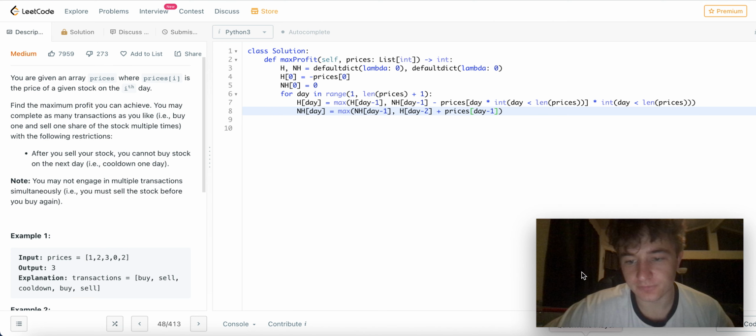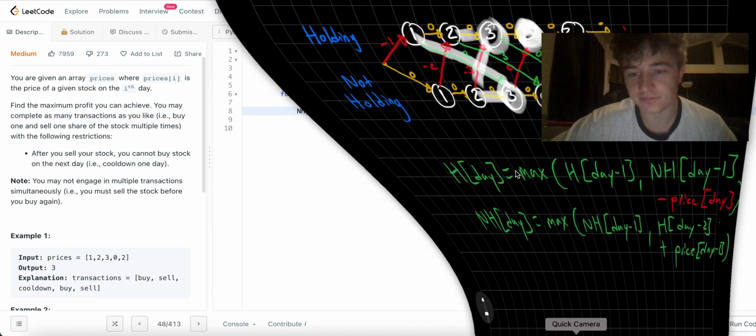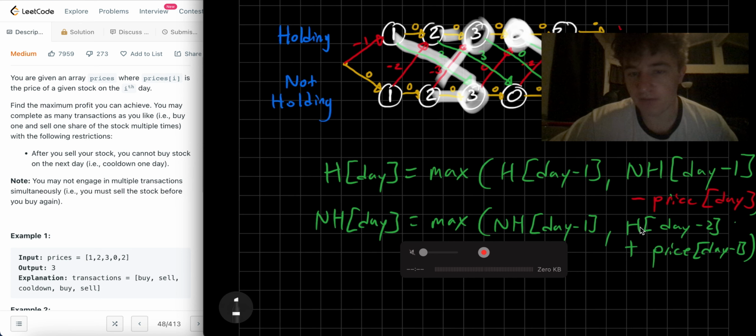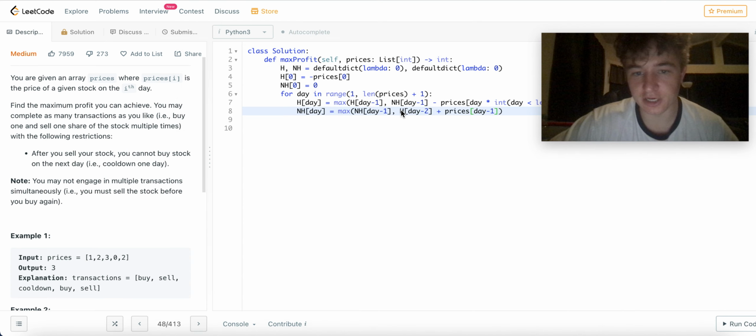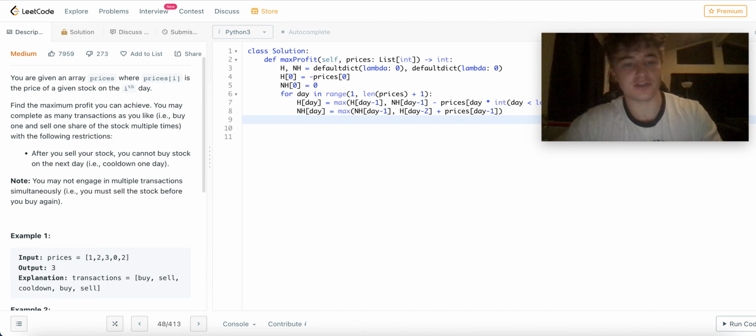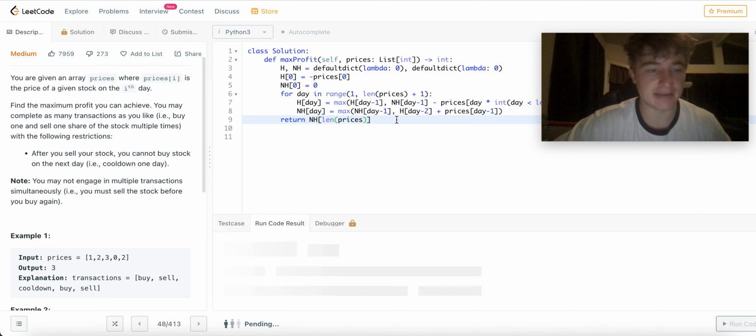Is that right? Sorry, I'm starting to get tired because it's getting late. I either decide to continue not holding, or I sold 2 days ago, so I get the price from yesterday. All right. So I sold 2 days ago because I was holding 2 days ago. Whatever the max amount of money I could have holding 2 days ago, plus the prices from yesterday, because that would be the money that I get. And at the end, I would just return not holding, right? Because not holding on the last day.